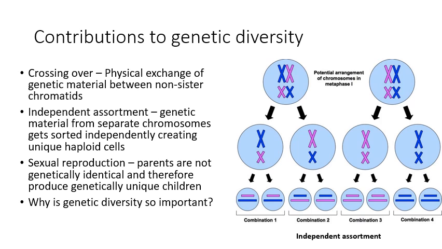Do these 3 mechanisms make sense to everyone? Any questions about any of them? So when do each of these happen? At what point in sexual reproduction or meiosis does each of these happen? When does crossing over happen?